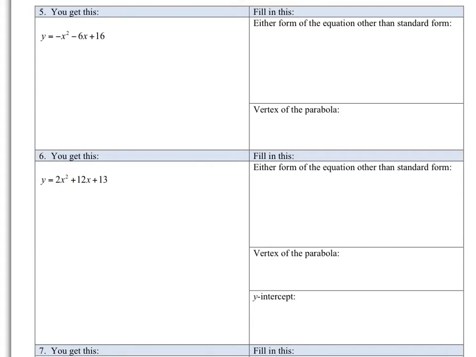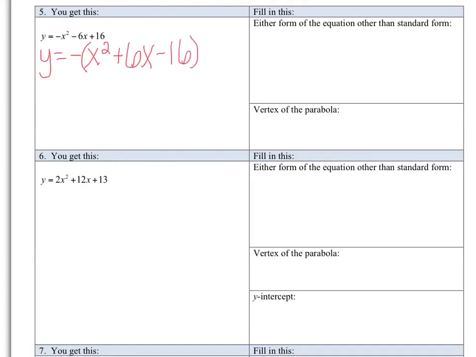So number 5, y equals negative x squared minus 6x plus 16. In the previous video, which I hope you watched first, we have to always take out the leading coefficient. So what I have is y equals the negative, and then I need to divide each term by negative. So negative x squared divided by negative is x squared. We have positive 6x, and we have negative 16.